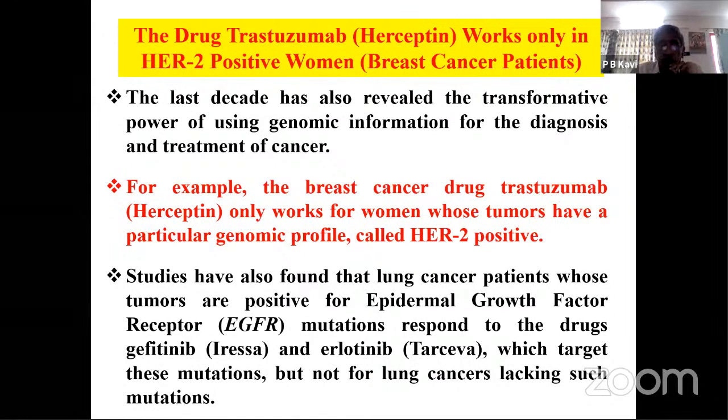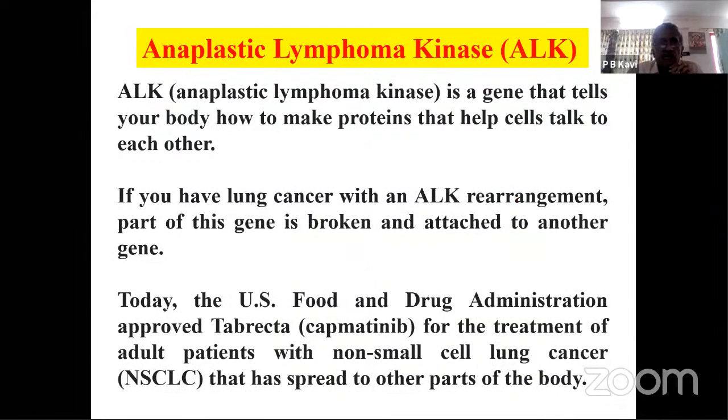So we need to target a particular mutation. Based on the mutation, we need to administer the drug. Similarly, we have anaplastic lymphoma kinase, what we call ALK. This is a gene that tells your body how to make proteins that help cells talk to each other. But it has been found that ALK, or anaplastic lymphoma kinase, mutations also occur in humans. So if you have lung cancer with an ALK rearrangement, part of this genome is broken, or the gene is broken and attached to another gene.